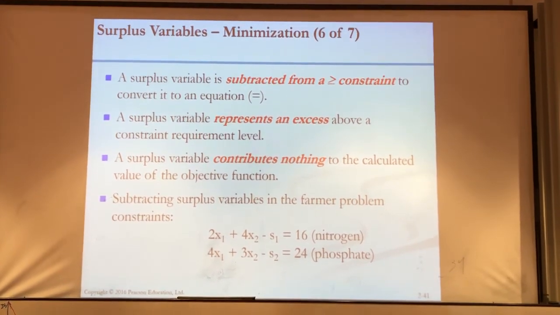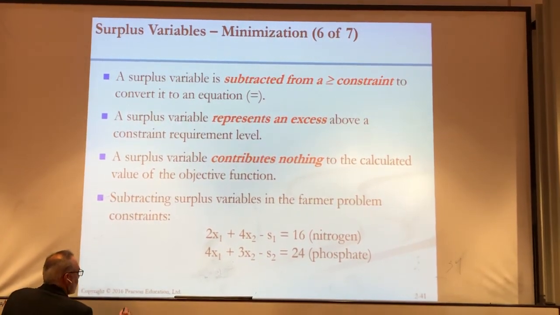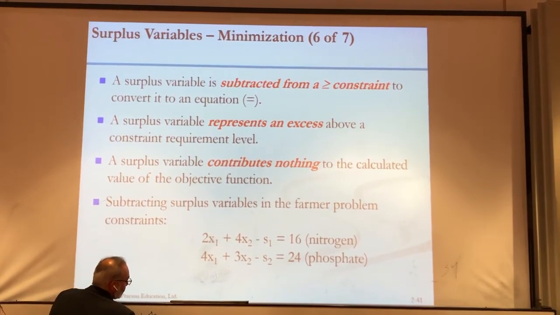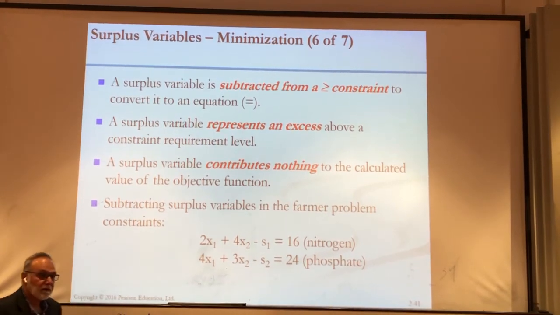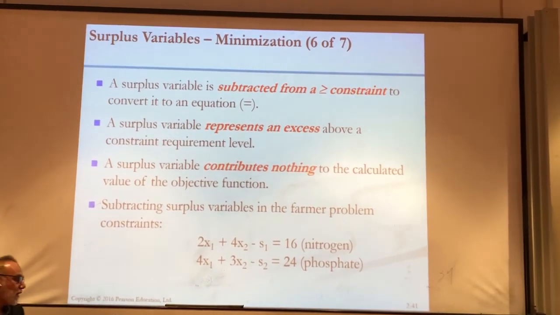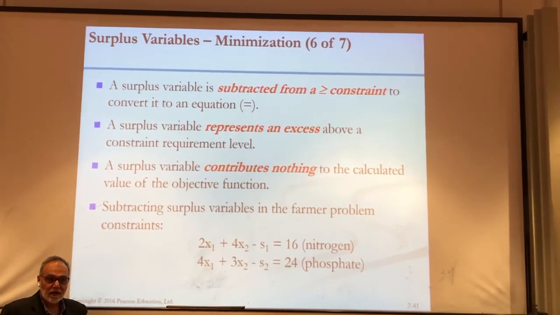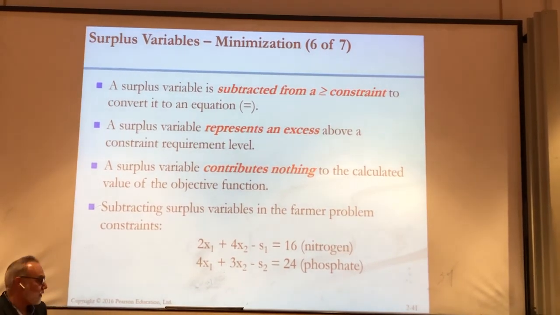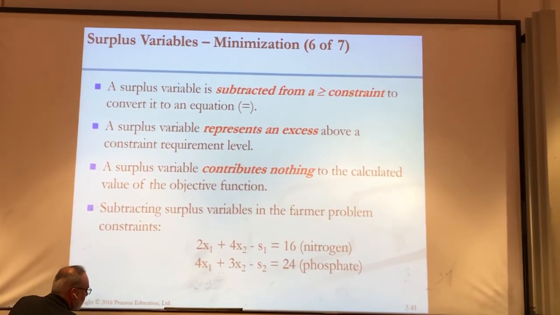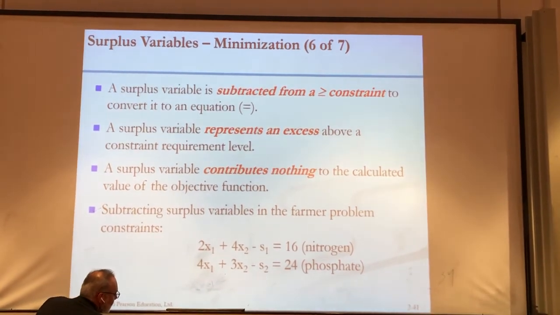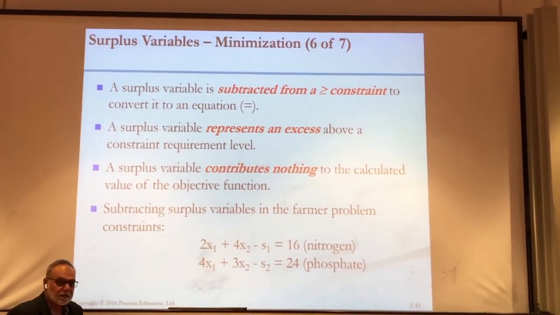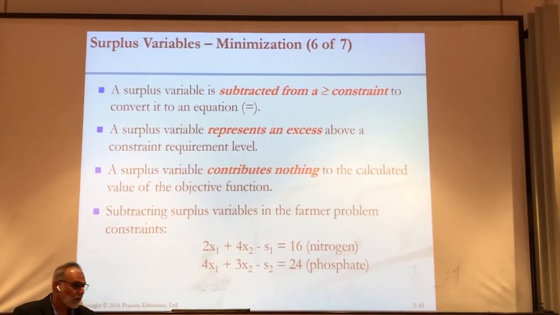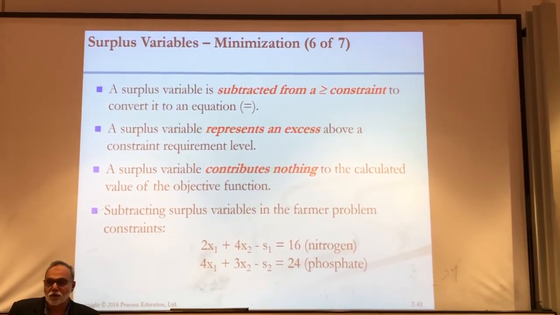We had the 2x1 plus 4x2 greater or equal to 16. Okay, this was the constraint. To make it equality, we have a negative slack. Surplus variable is also called negative slack. So this is 2x1 plus 4x2 minus s1, to make it equality. Anything over and above will be subtracted from this one to make it equal to 16.